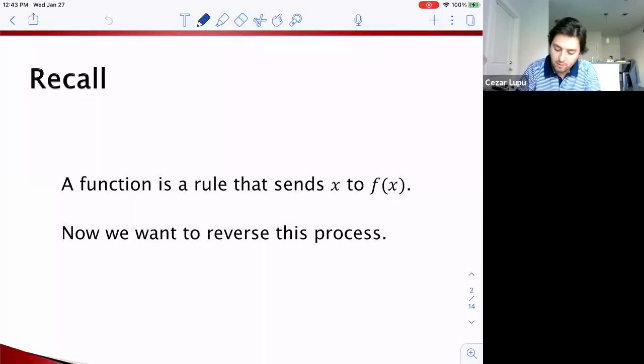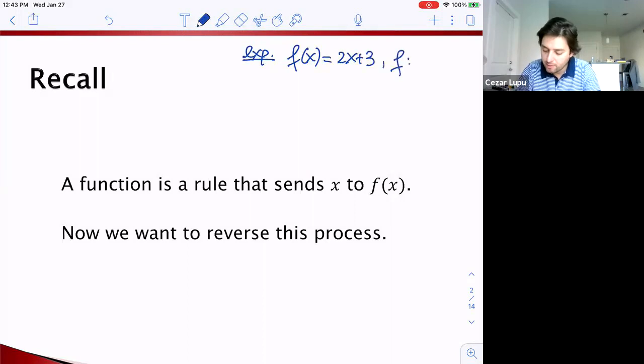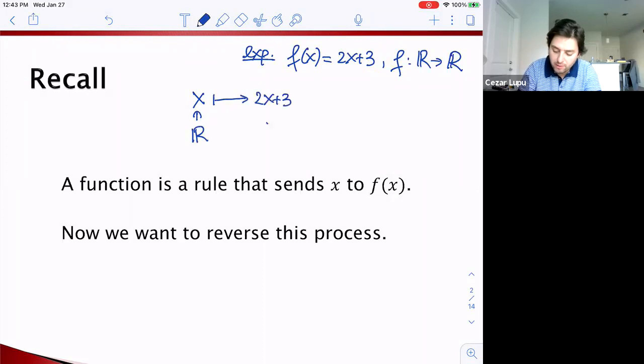We said that a function is a rule that sends x to f of x. For example, let's take a simple one, 2x plus 3. Let's say f is defined on the reals with real values. By taking this real number x, it will be sent to another real number, 2x plus 3. Again, this belongs to R, so this is also a real number.